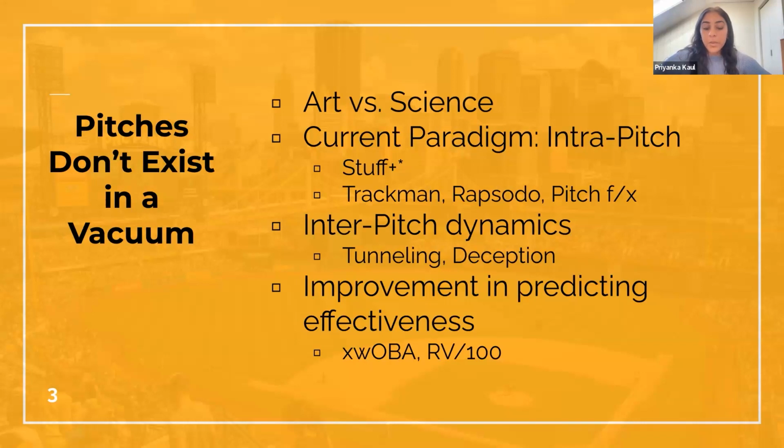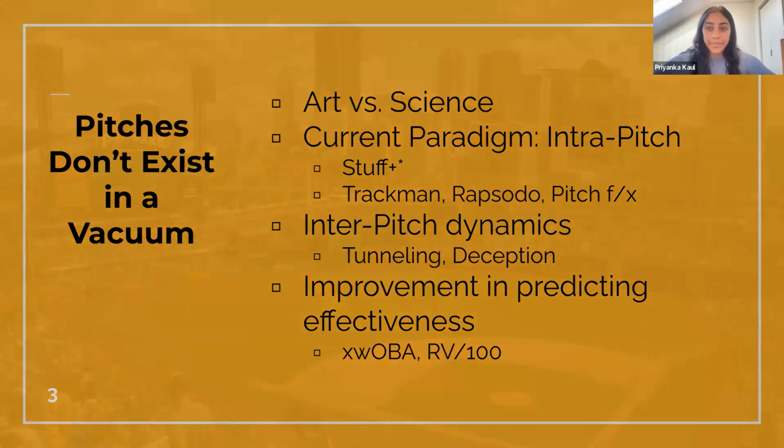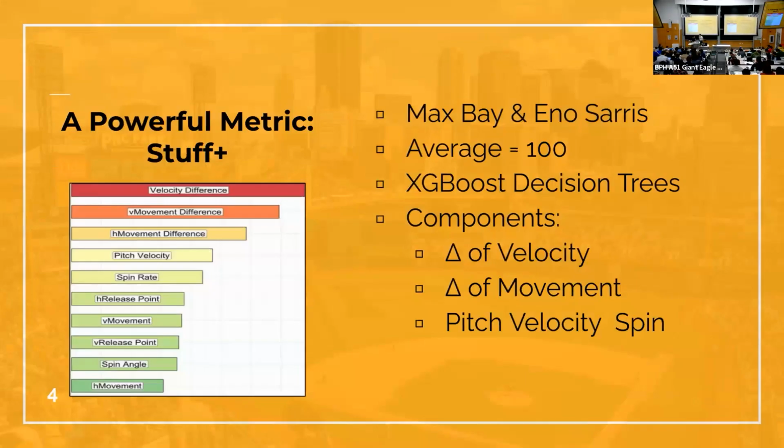Overall, our goal in this project was to improve effectiveness metrics and ratings using interpitch dynamics. The two outcome variables we use to do this are xwOBA and run value per 100. The current state of the art for interpitch models is Stuff Plus, but Stuff Plus only considers two specific interpitch dynamics, the velocity and vertical movement of a pitch relative to the fastball. So we went into the curveballs, sliders, and other pitches besides the fastball.